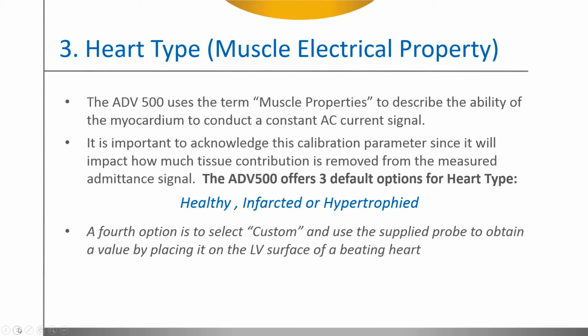Now there is a 4th option, which is to select a custom, and you can use the supplied probe, which is the same one you saw on the previous slide, measuring the blood conductivity. And you can obtain a value by placing the probe on the LV surface of a beating heart.